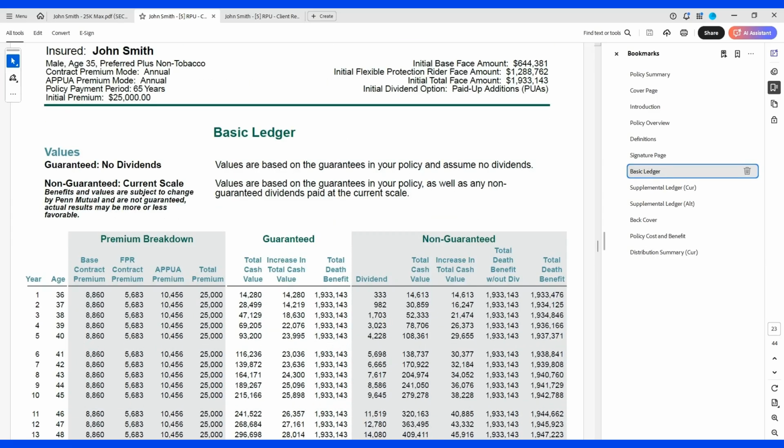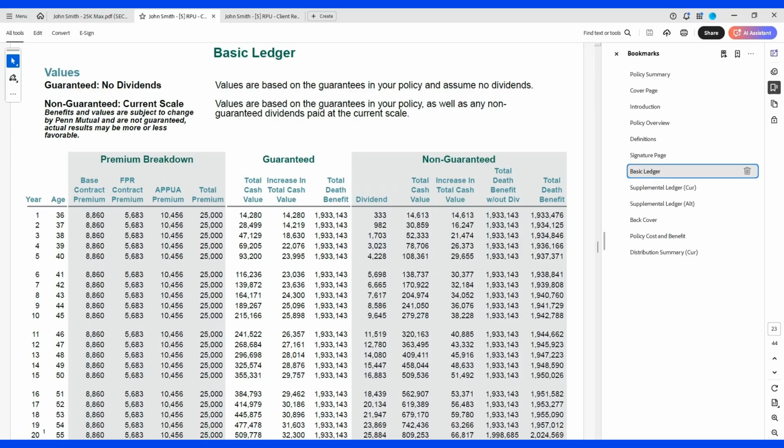We go up to look at the premium structure. I know I'm throwing a lot at you. We see the base is a little lower, 8,800 rather than 10,000 of that $25,000 total premium.